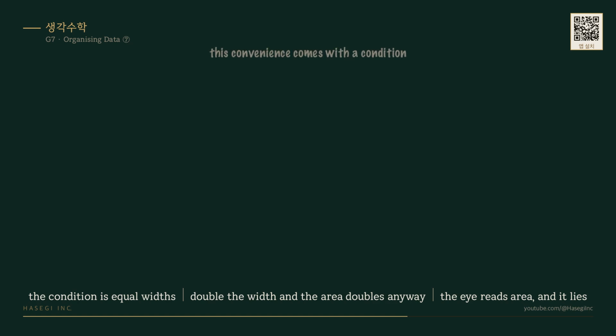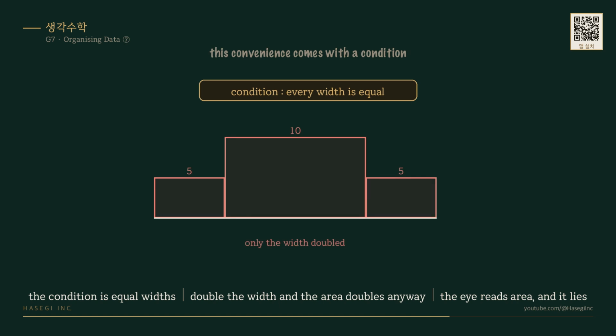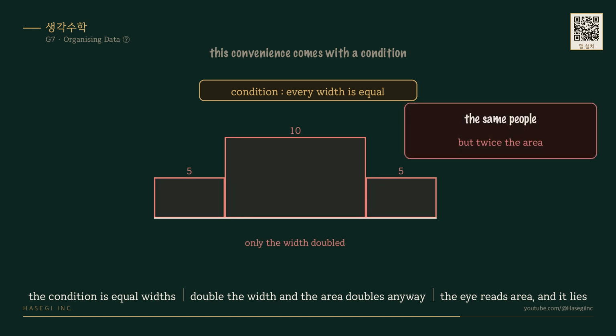There is a condition attached to that convenience. The condition that every width is the same. Make one box twice as wide and its area doubles while the count has not moved at all. That is the reason unequal widths cannot be compared. The eye reads area and the area is lying.